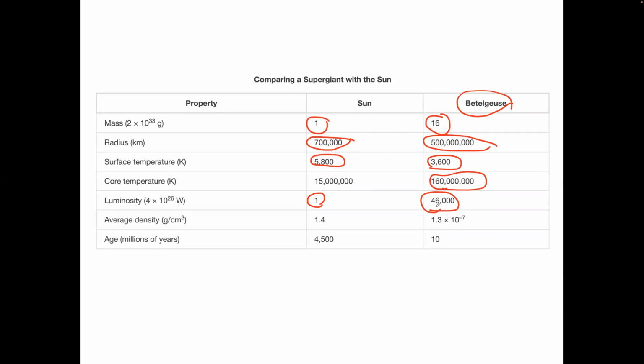And then the average density of the star: the sun has a larger density, while Betelgeuse has a very small average density. And the age for the sun is 4,500 million years. Because Betelgeuse is a very high mass star, its age is very less, it's just 10 million years, right?